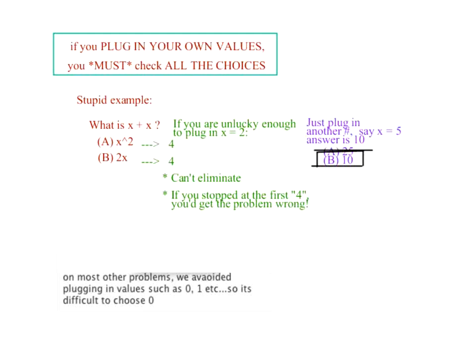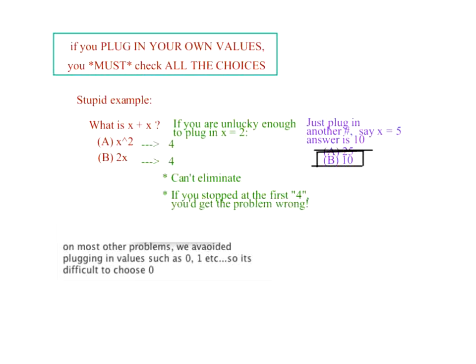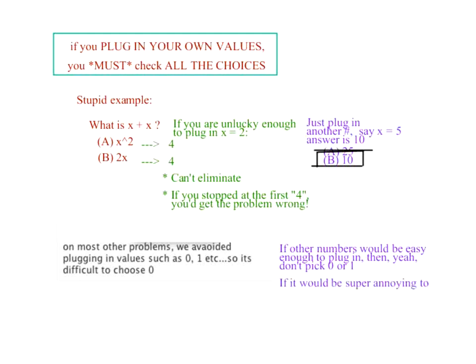So the best way to think about this sort of thing is to say, well, if other numbers are easy enough to plug in, then yeah, don't pick 0 or 1. But if it would be super annoying to plug in other numbers, then go ahead and try the easy numbers first.